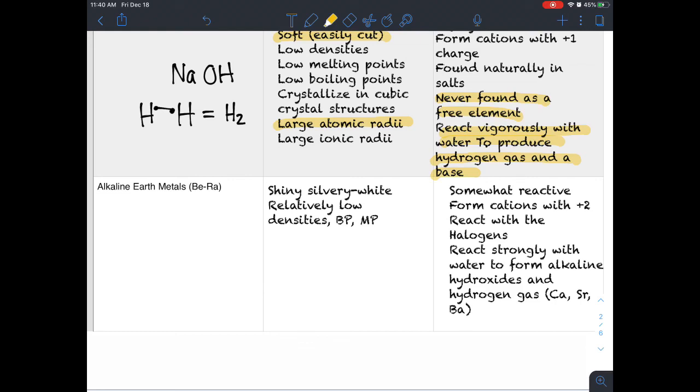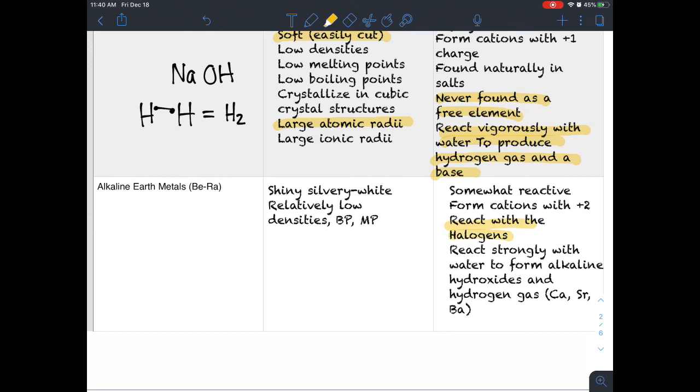Again, just a really good example of one of the alkali earth metals and some of the historical context there. As far as anything else you need to know, they form cations with a 2 positive charge. They are also very reactive with the halogens.